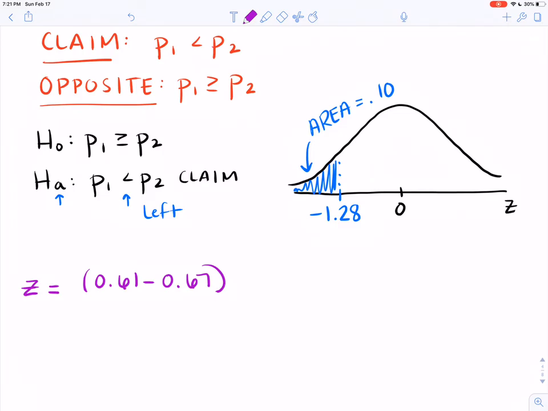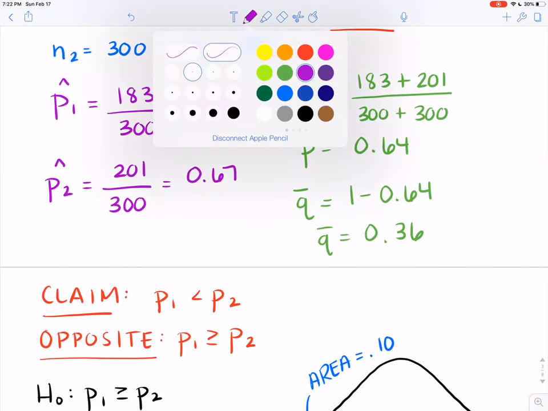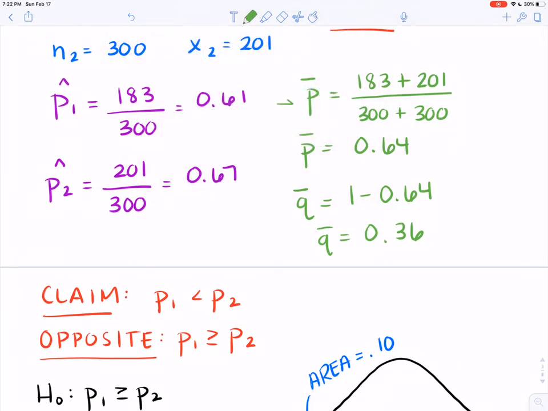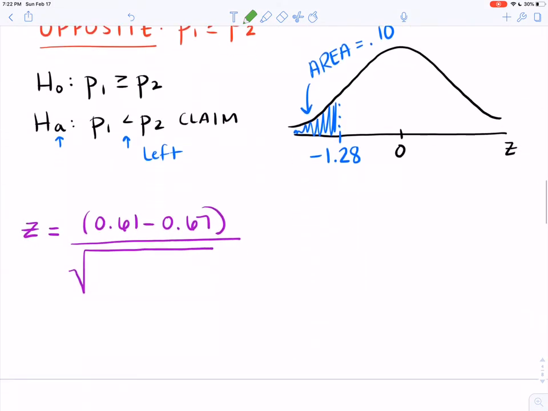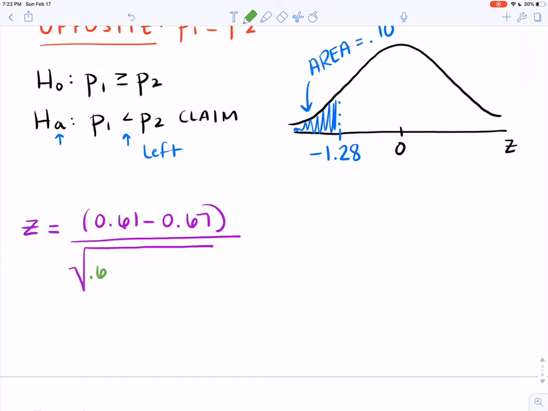I'm going to divide this by the standard deviation, which for comparing proportions uses the weighted values of p and q. So I'm going to take my 0.64, multiply by 0.36, and then multiply that by 1 over the sample size for each group.